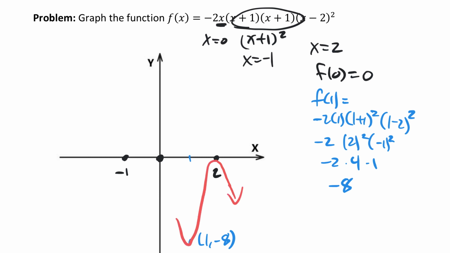Now, of course, I have to go back and cross through that x-intercept at x equals 0. Then I have to bounce again, and I'm good to go.